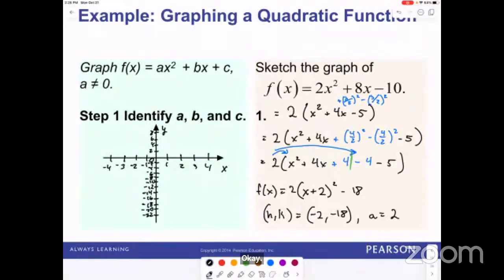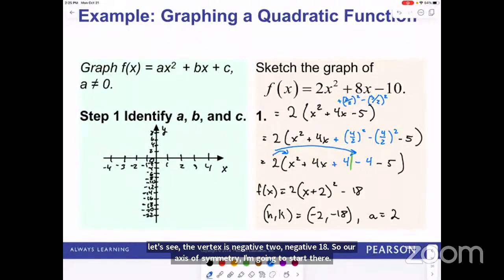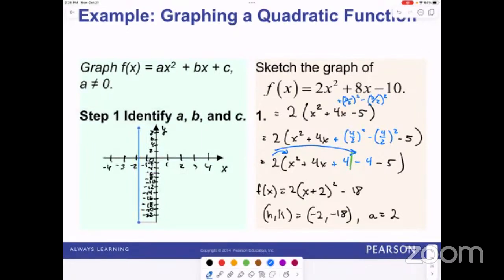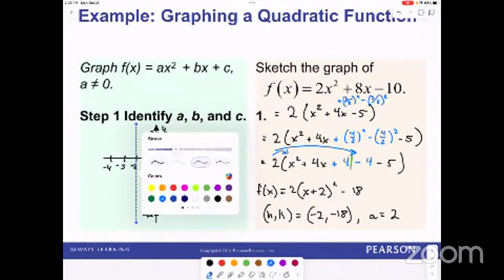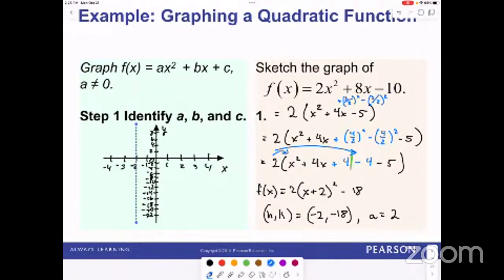So let's see, the vertex is negative 2, negative 18. So our axis of symmetry, I'm going to start there. So this is x equals negative 2. Negative 2, negative 18 puts us like here.